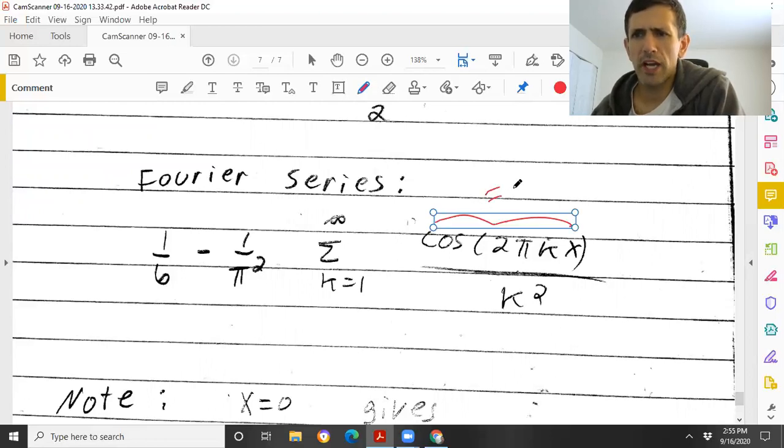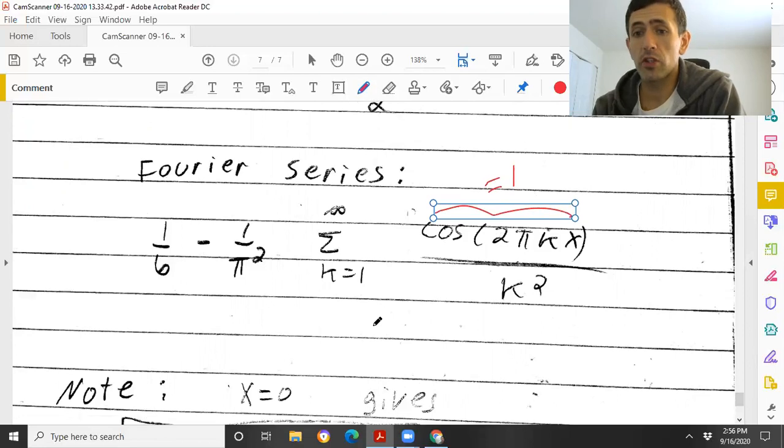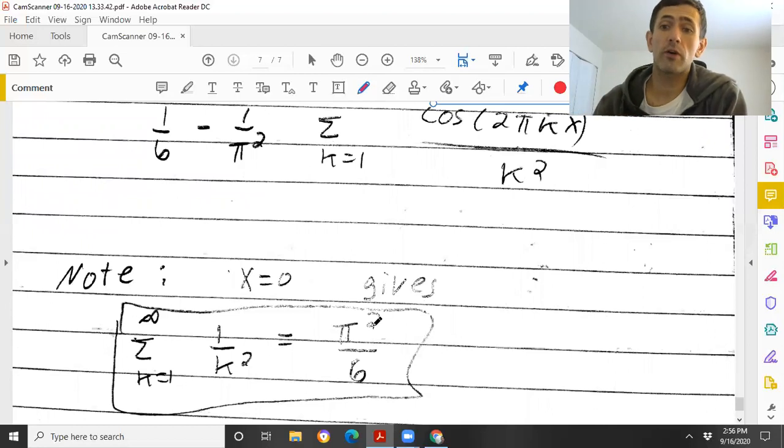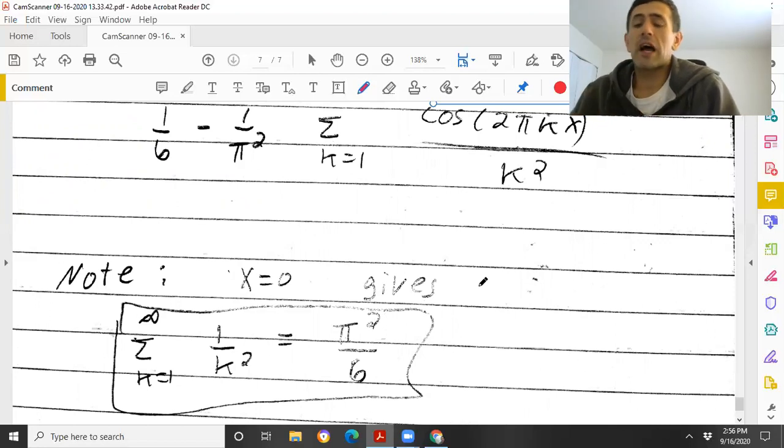So what's going to happen when x equals 0? Well, you're in trouble if you don't know what happens to this numerator here. Obviously, cosine 0 is 1. So we've proven very rigorously that 1/6 minus 1/pi squared times the sum of the inverse squares is 0. What does that mean? The sum of the inverse squares is pi squared over 6. And this is quite interesting because, to my knowledge, this is the easiest way to rigorously prove this fact.